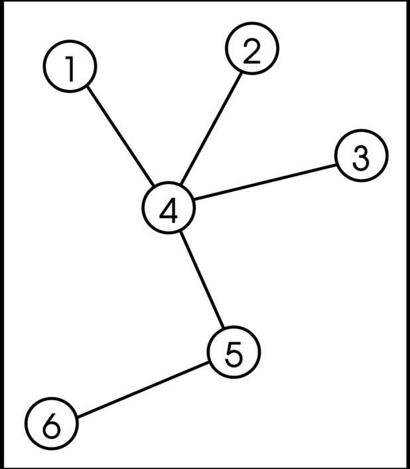A k-ary tree is a rooted tree in which each vertex has at most k children. Two-ary trees are often called binary trees, while three-ary trees are sometimes called ternary trees.